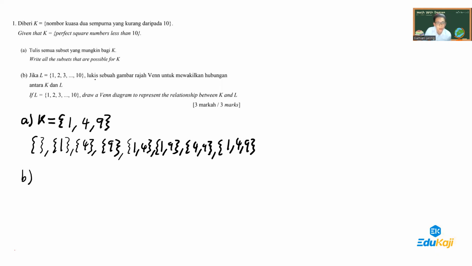And part B, I have set L: 1, 2, 3 all the way up until 10. So draw a Venn diagram to represent the relation between K and L. Basically, K will be a subset of set L, because 1, 4, and 9, all 3 numbers are inside the set L. It's within 1 to 10. So set K is a subset of set L. So that's what you need to draw out in the Venn diagram.